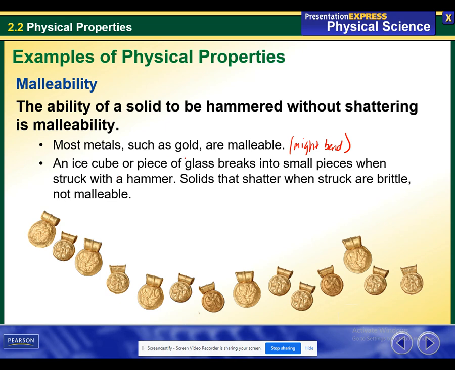Unlike an ice cube or a piece of glass, I'm going to tell you, if you go up to your window and you hit it with a hammer, it's going to shatter into a bunch of tiny pieces. So this is considered brittle and it's not malleable.